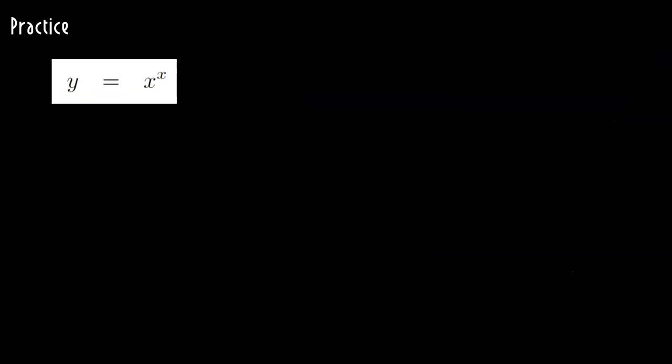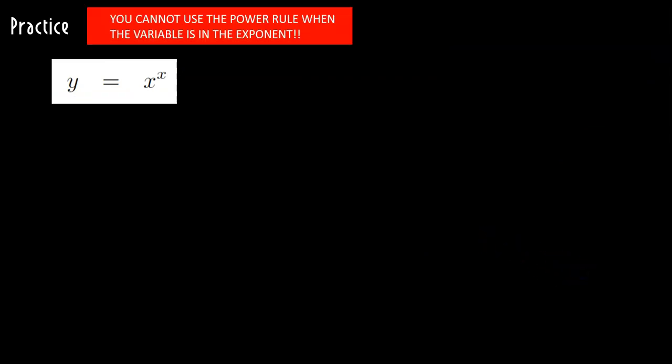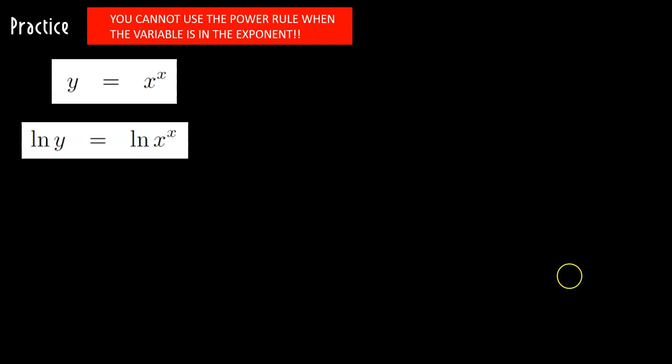Now let's look at another one. y equals x to the x. Keep in mind, you cannot use the power rule when the variable is in the exponent. How are we going to find this derivative? There's a trick known as logarithmic differentiation. What we do is we're going to take the log of both sides. So I've got natural log of y equals natural log of x to the x. Since I have natural log of x to the x, this exponent can come out front.